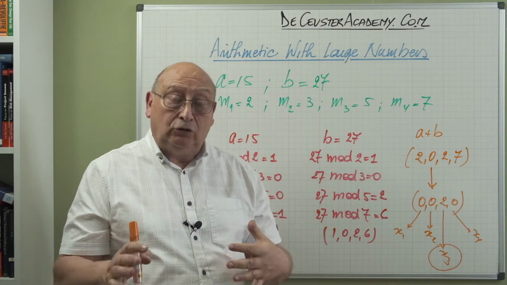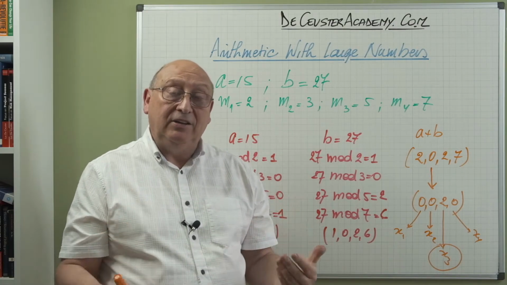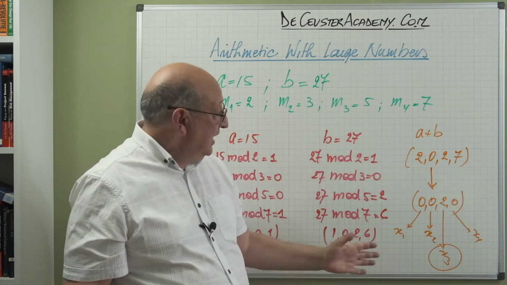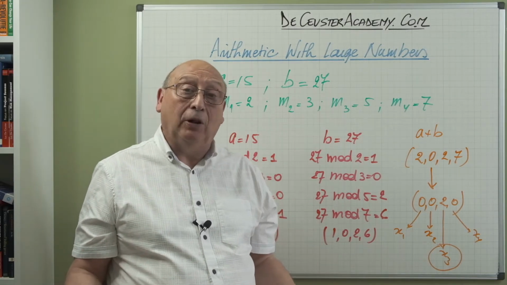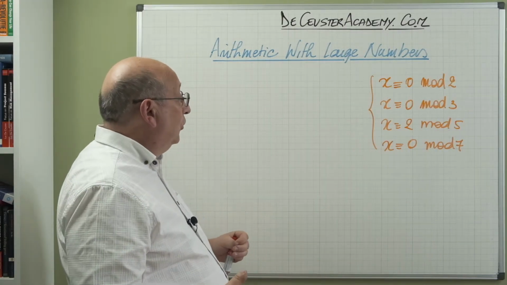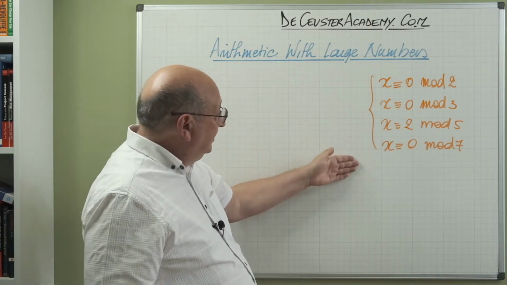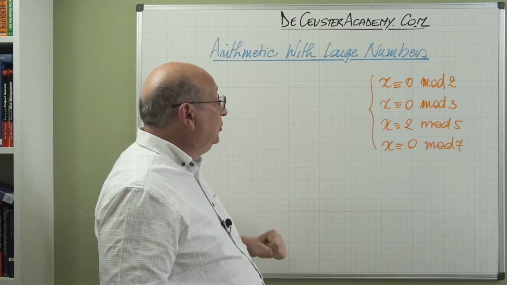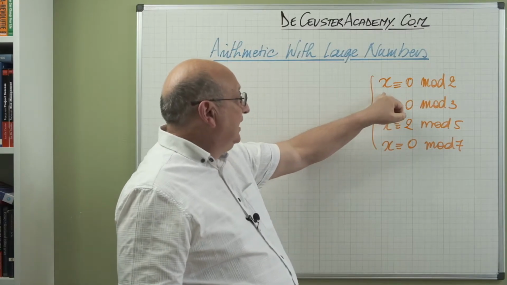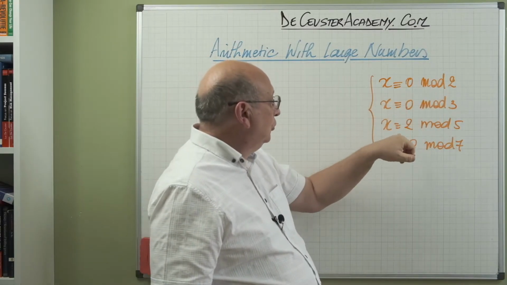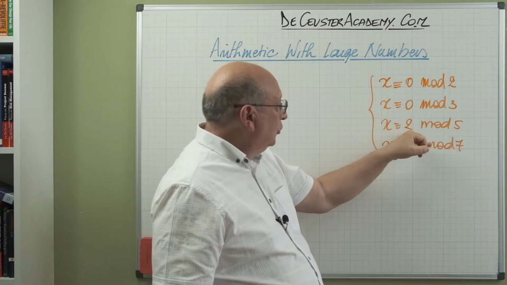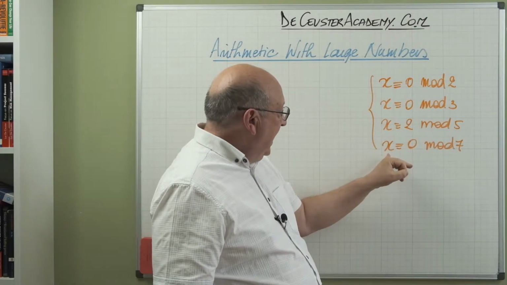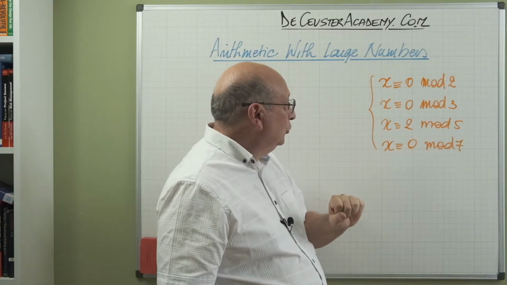Let's now draw the linear congruences that correspond with this n-tuple. Based on the n-tuple for the addition, I can write these four linear congruences. x is congruent 0 modulus 2, x is congruent 0 modulus 3, x is congruent 2 modulus 5, and x is congruent 0 modulus 7.